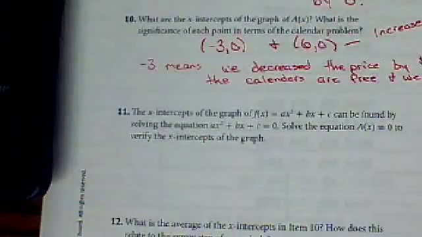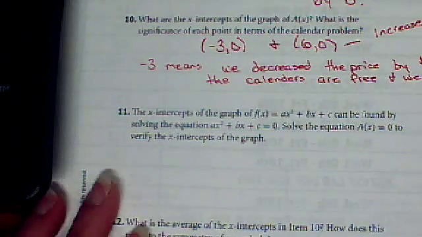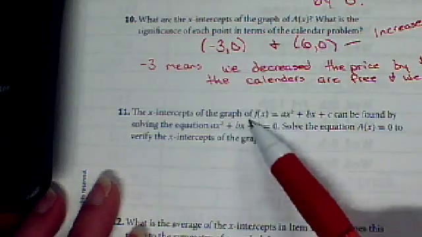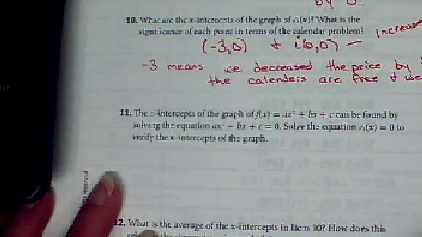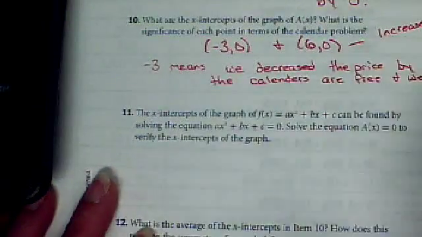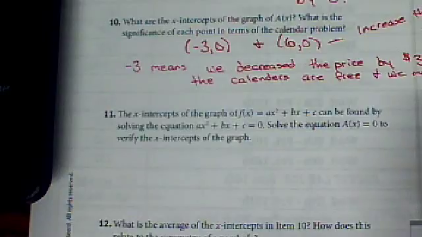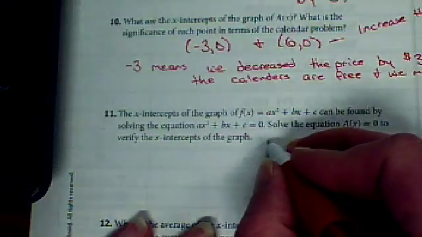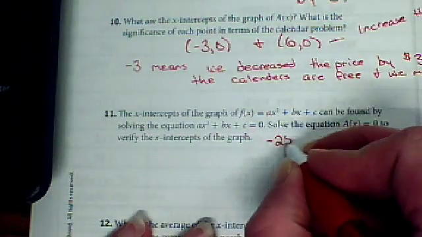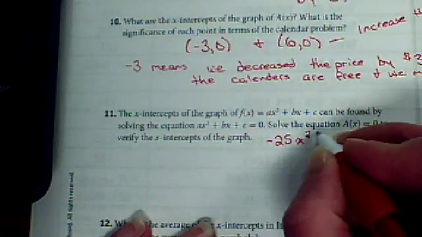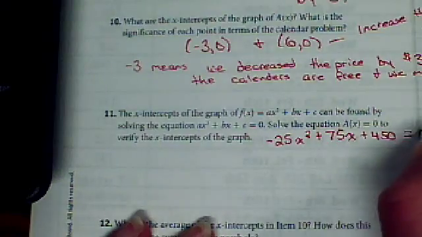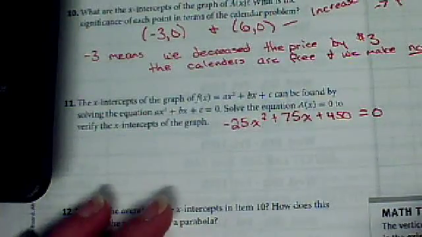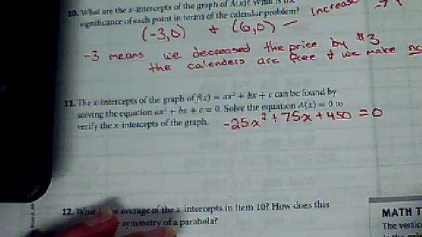Now remember, one way to find the x-intercepts is to find the solutions of your equation when you set it equal to 0. In other words, when you let your f of x or your y be 0. So let's verify that we got the right x-intercepts and show that algebraically. Our equation was negative 25x squared plus 75x plus 450. If we set that equal to 0, we would be able to find our roots or our x-intercepts.